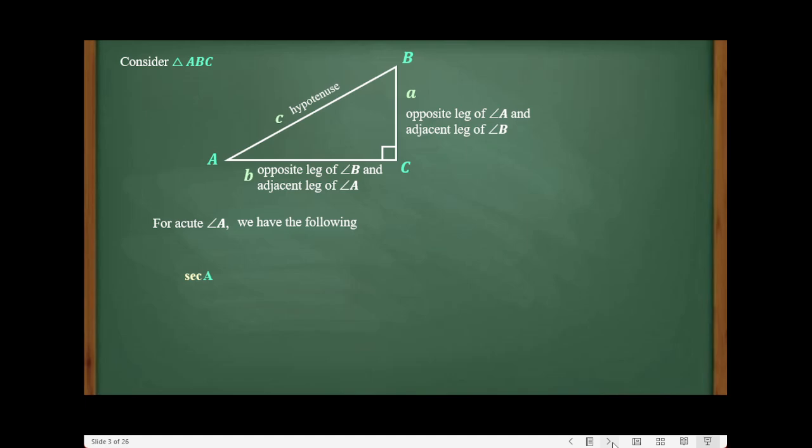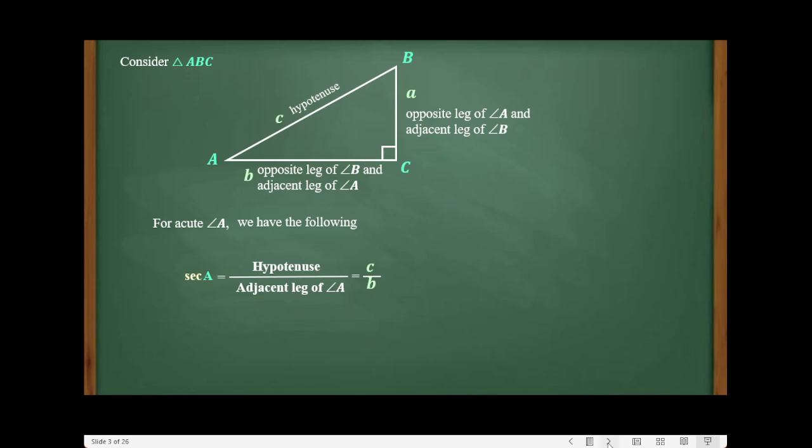Secant of A, which is defined as the ratio of the hypotenuse to the adjacent leg of angle A. And from the right triangle, the hypotenuse is represented by the symbol small letter c. So that is c over the symbol that represents the adjacent leg of angle A, which is b. So the ratio for secant of A is c over b.